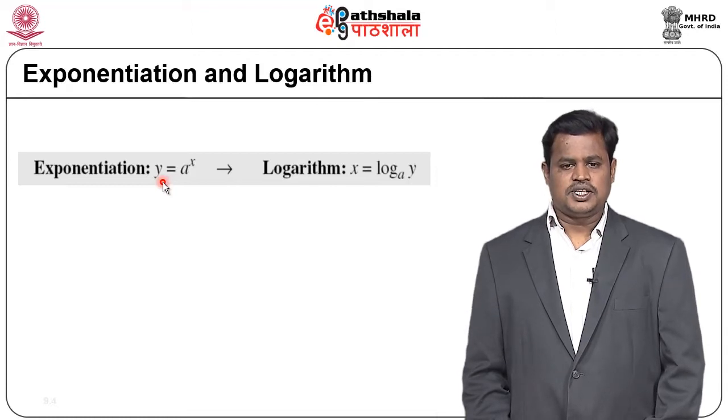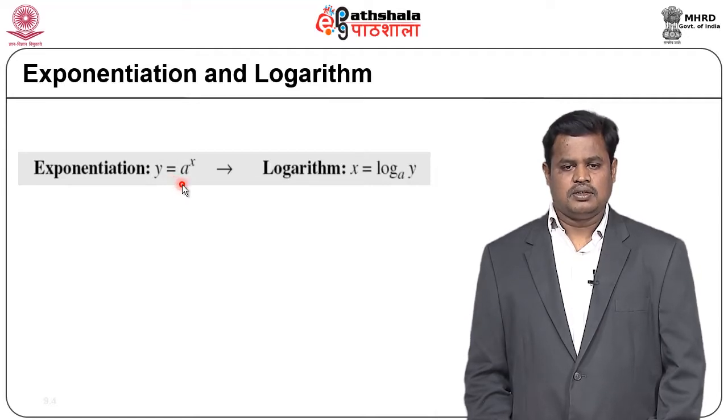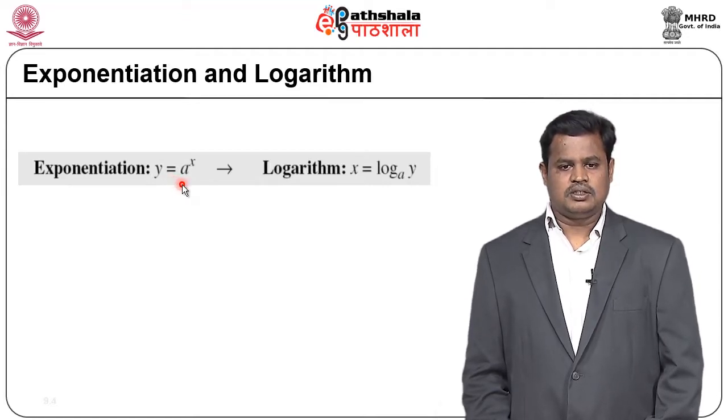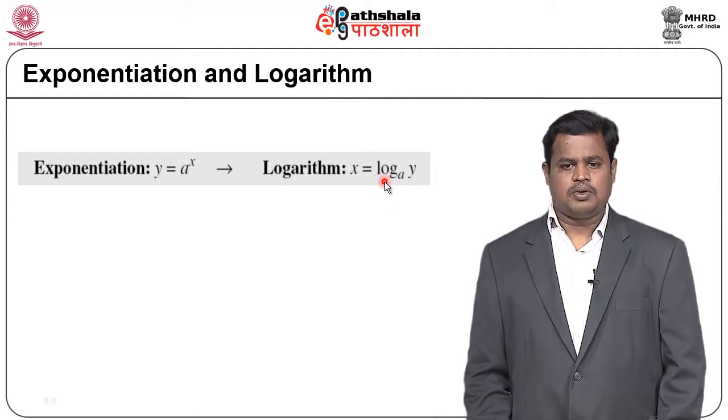So, doing exponentiation is straightforward, very easy. In other words, finding the logarithm of a given value is very difficult. That is what we call a trapdoor function.